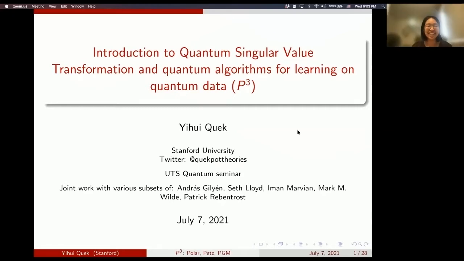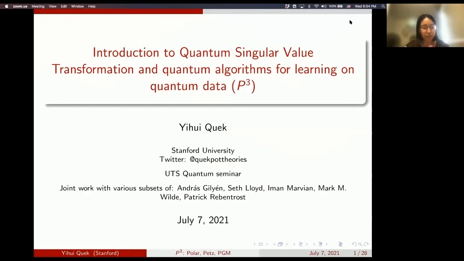All right, so thanks for inviting me, and thank you all for being here. Today I'm going to talk about three quantum algorithms for learning on quantum data. A keyword here is learning on quantum data. So the input to these algorithms is not classical data, but data that's already in a quantum form. And these three algorithms are the polar decomposition, the Petz recovery channel, and pretty good measurements.